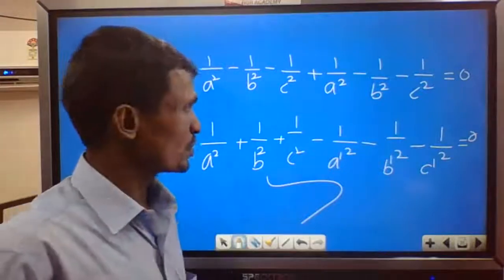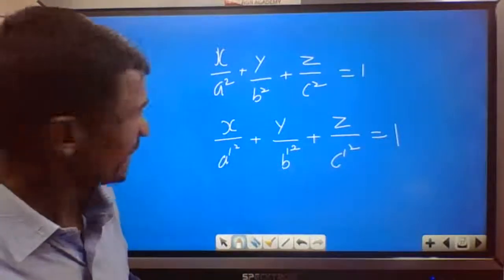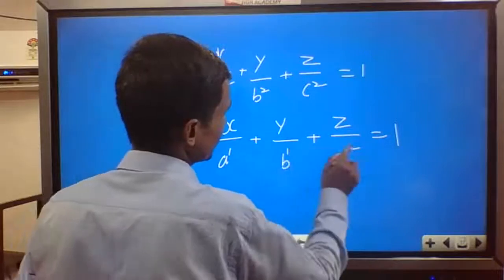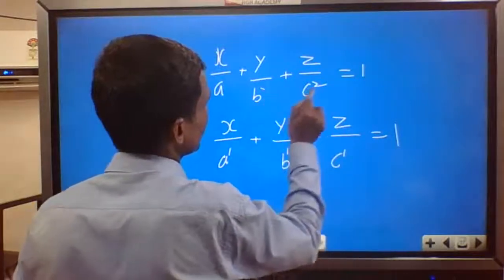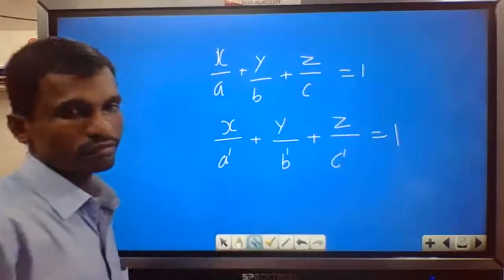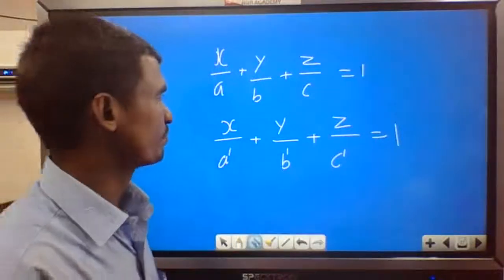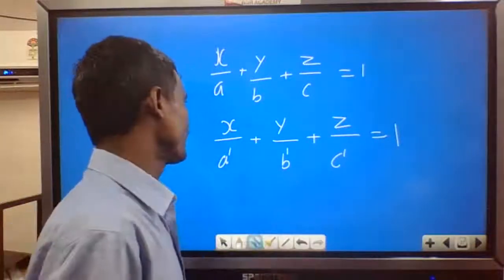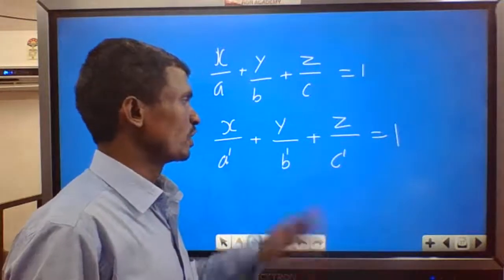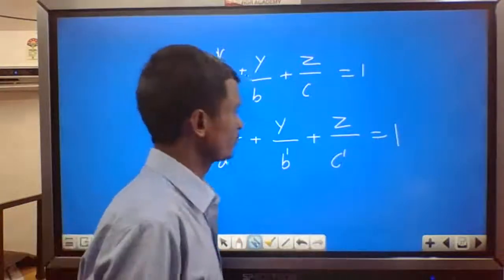Zero. We know that x by a plus y by b plus z by c equals 1. The 1 by a, 1 by b, 1 by c, that is called intercepts. And the same thing, the 1 by a', 1 by b', 1 by c' equals what? 1. So very important.